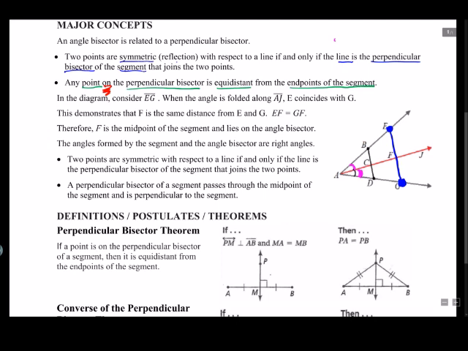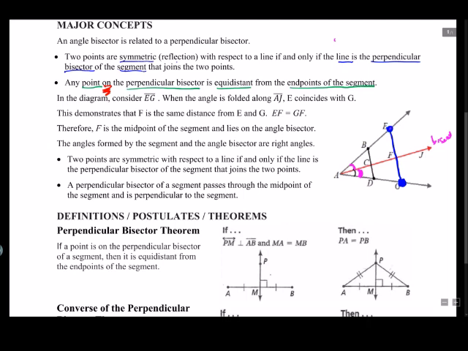AJ is the angle bisector. We have 2 congruent angles here. This is the bisector of this angle. So it makes sense that if we fold it in half along the bisector, we get half our angle.